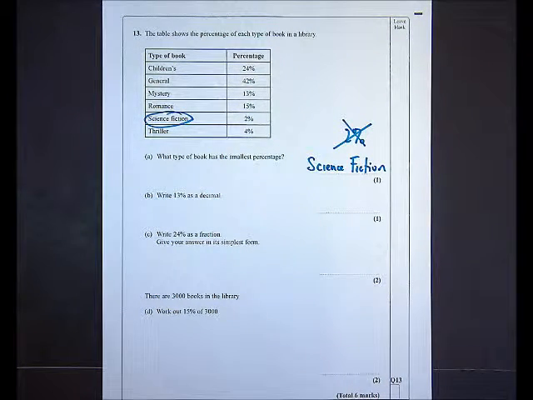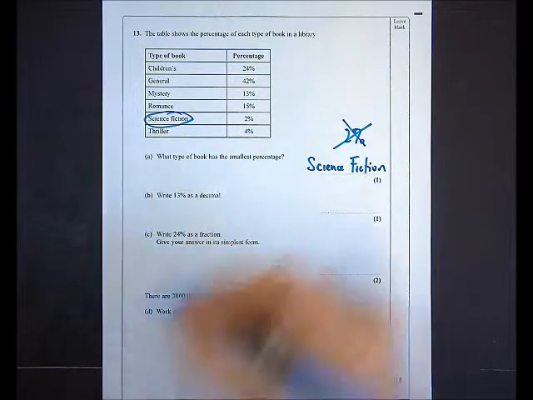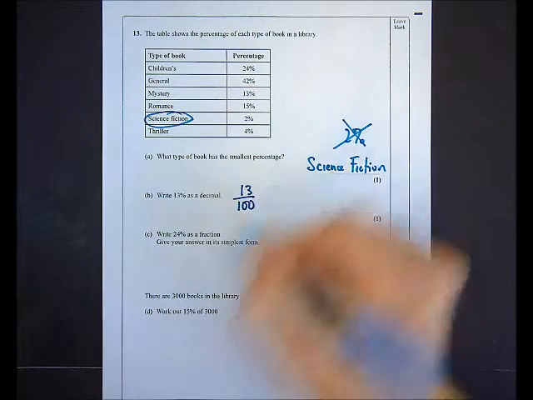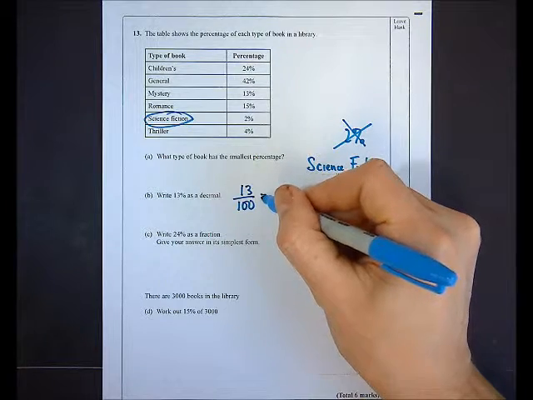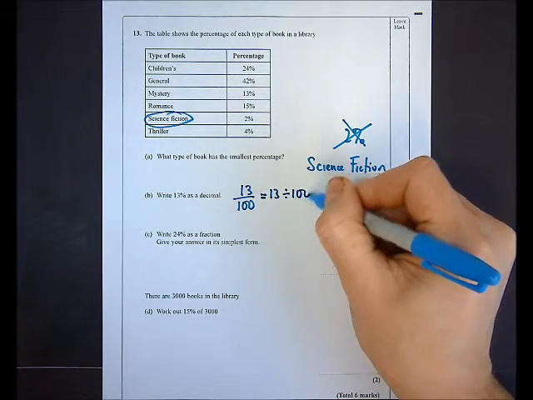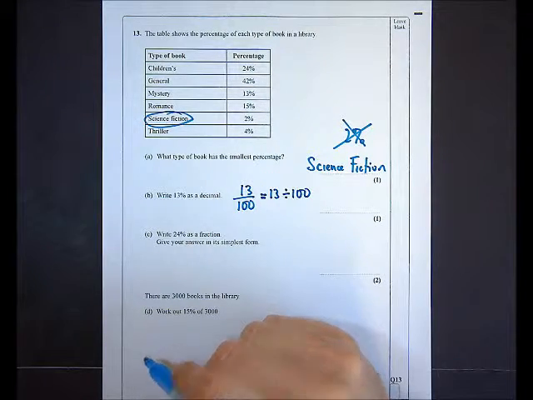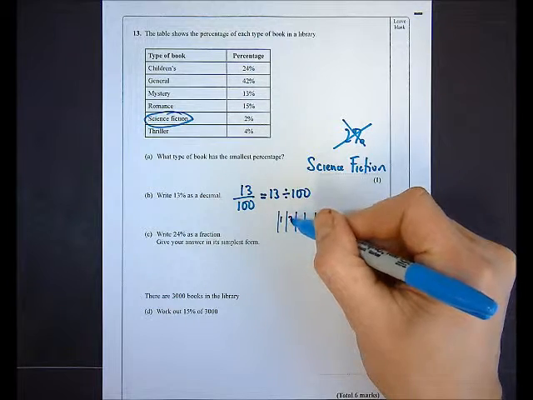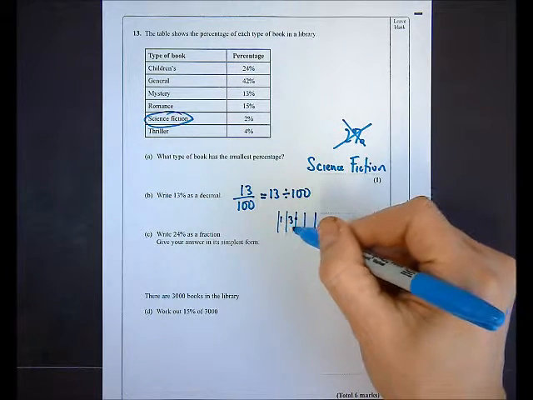In part B, I'm asked to write 13% as a decimal. So 13% is 13 out of 100. Still as a fraction though, so I need to change that into a decimal, and that means 13 divided by 100. And if I do that, I'll get what it is as a decimal. Now, if you're not sure, you can use a place value table and write 13, and the decimal point would be there. Divide that by 100, and I'd end up with 0.13.